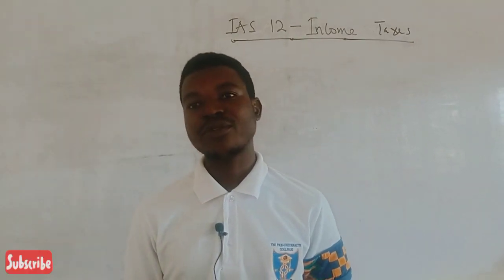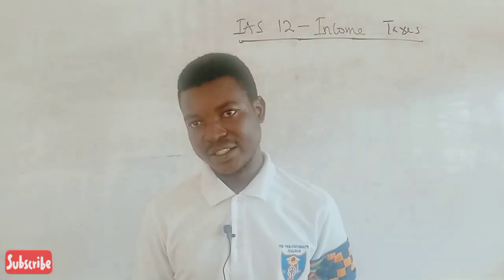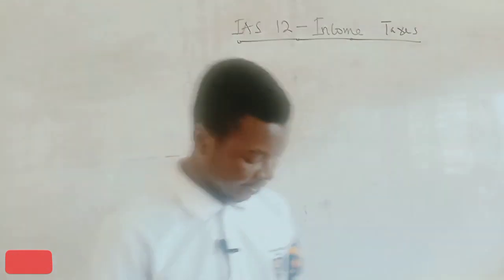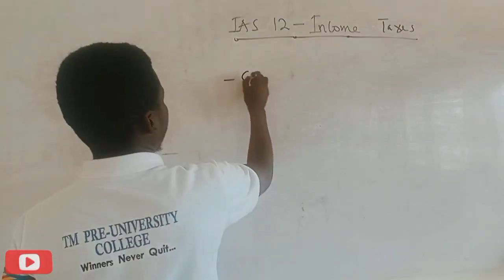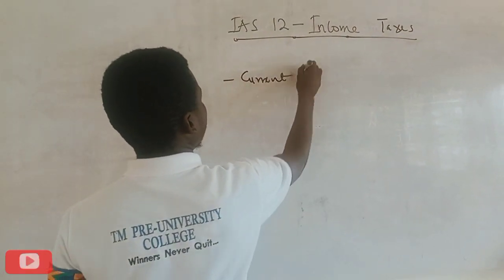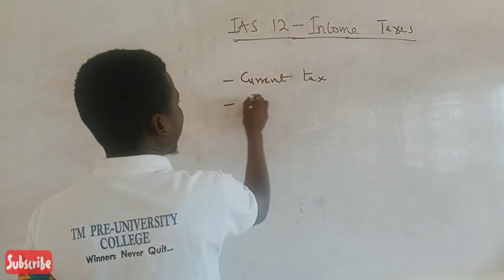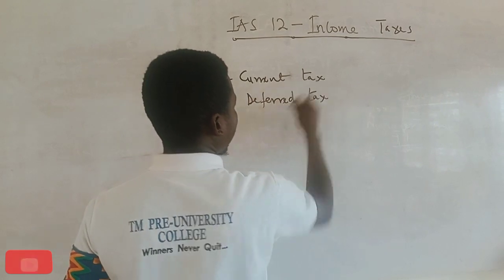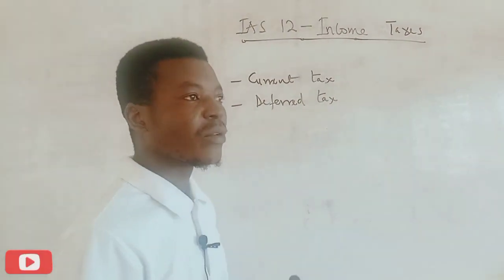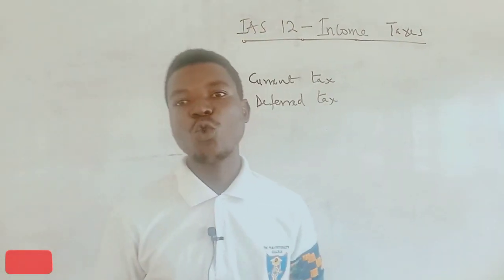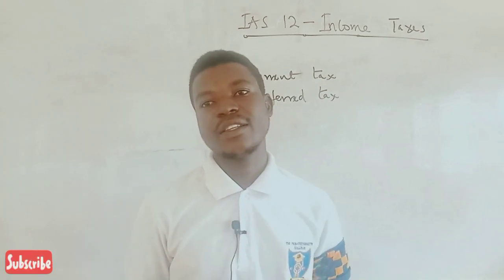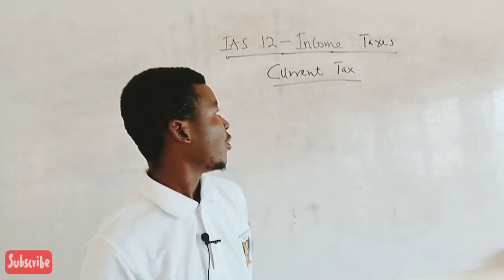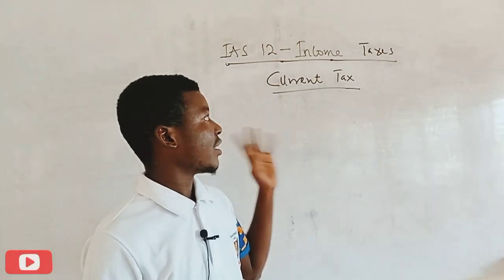So, IAS 12 covers only two types of tax, and these are: current tax and deferred tax. But in this lesson, we are going to cover only current tax. Okay, so we are going to look at only current tax.